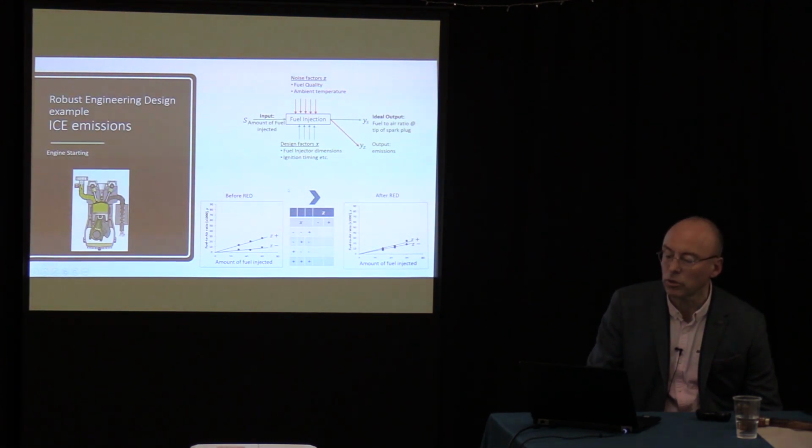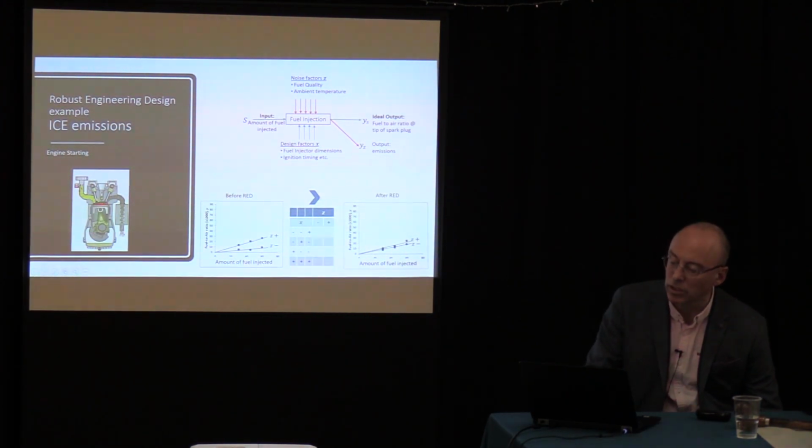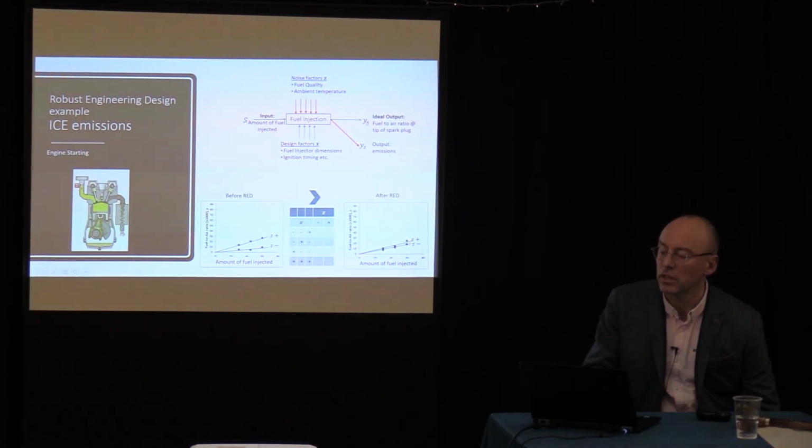And anyway, to cut a long story short, what you're looking for is a more robust design, so this is before robust engineering design and this is afterwards. So we had a situation that looked something like that ahead of time, and then after the experiment we end up with a situation like that, where we've reduced the gap between the output of the engine. This is now much more robust relative to the noise factors than it was before.